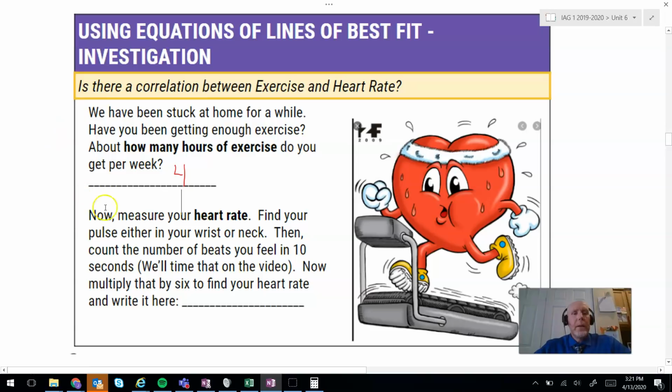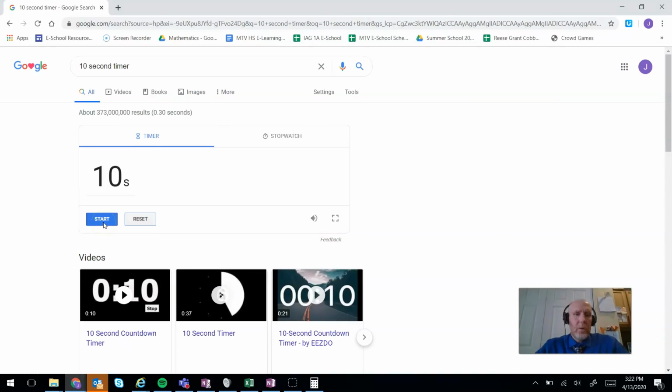All right, now we're going to measure your heart rate. We'll do that together. I want you to find your pulse on either your wrist or your neck. I like to find mine on my wrist. I can feel it. Try to find yours. I'm going to set a timer for 10 seconds. When I say go, count as many beats as you can during this 10-second period. Hopefully you've got your pulse found. Ready, set, count.